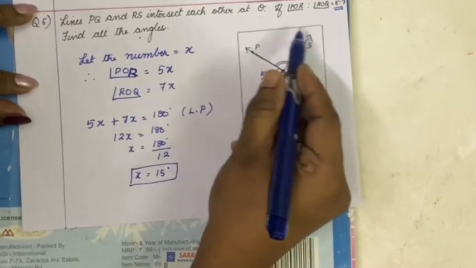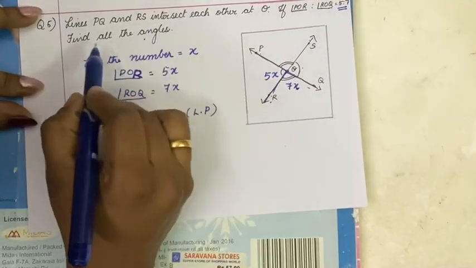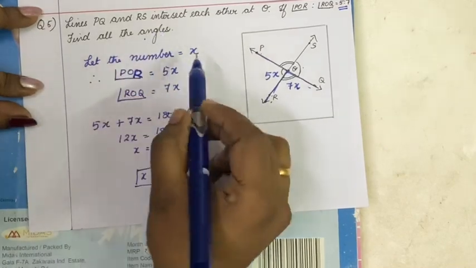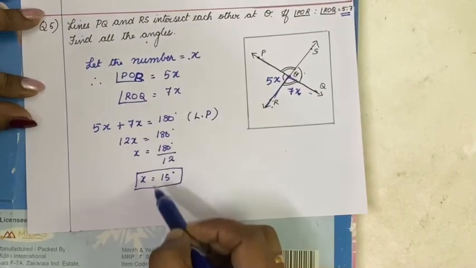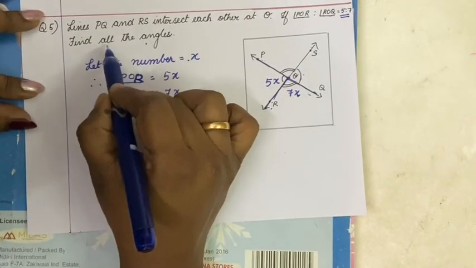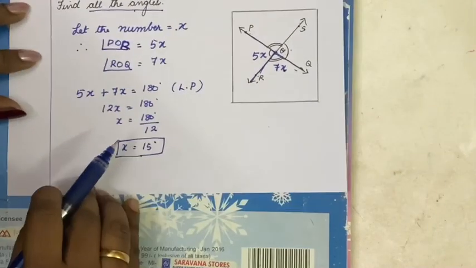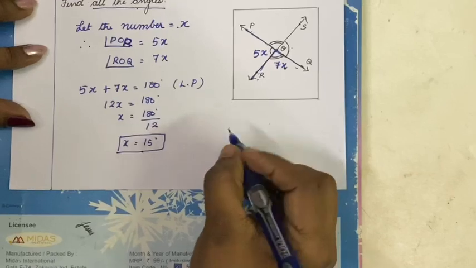And what are they asking us to find? They are not asking us to find the value of x. Find all the angles, because x we have only fixed this value. So, that we've got it. But our main aim is to find the measures of these angles.